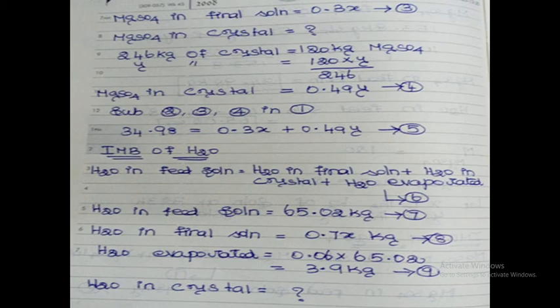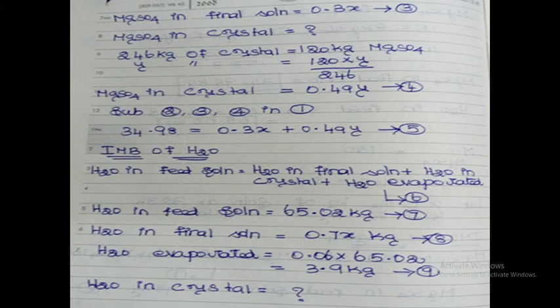So next we want water evaporated. During the crystallization operation, how much percentage is evaporated? 6%. How much water is entering in the feed solution? 65.02 kg as per the basis of 100 kg. From that 6% is evaporated. What is the meaning? 0.06 into 65.02. So finally we get 3.9 kg. This is the 9th expression.